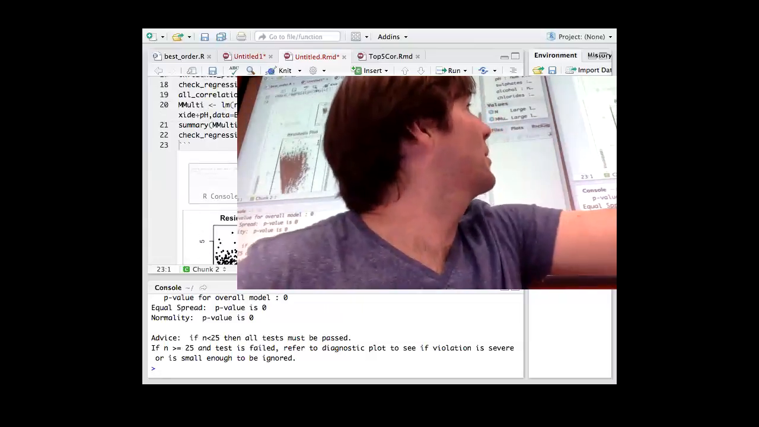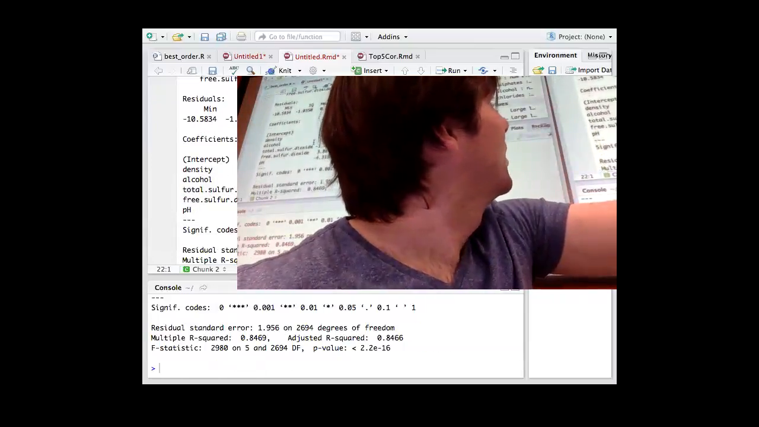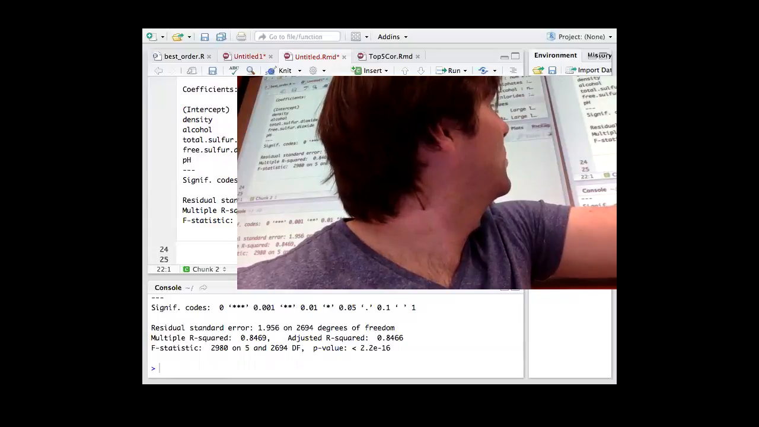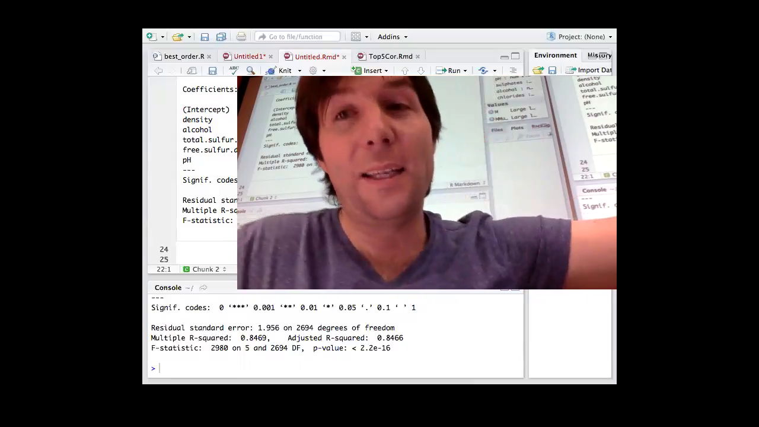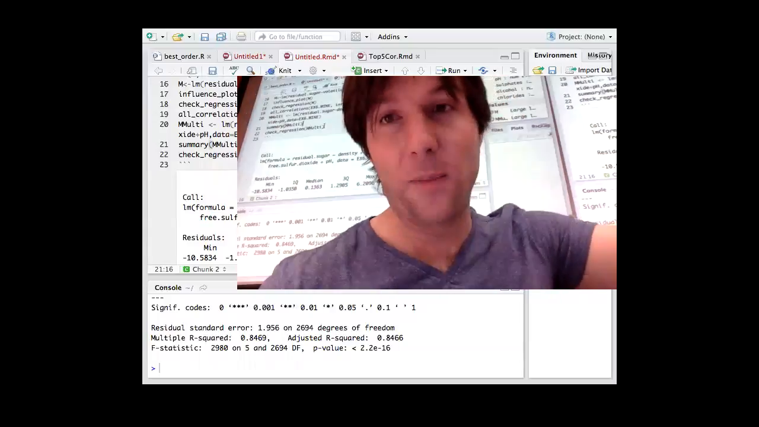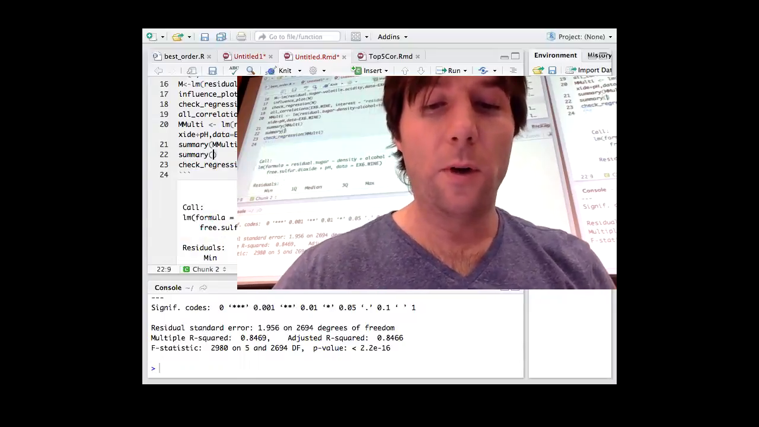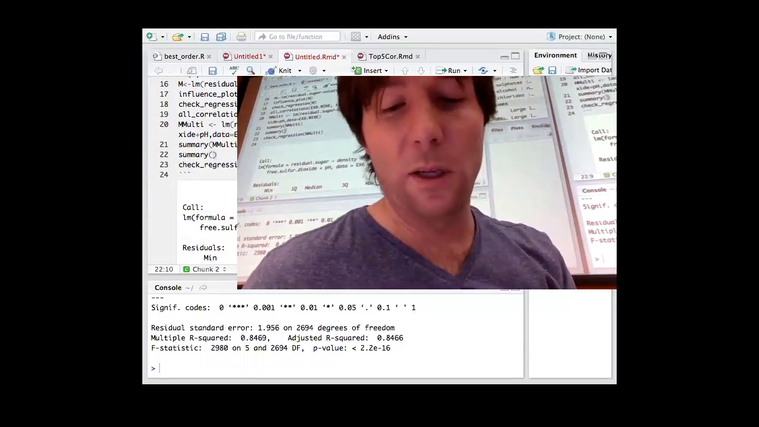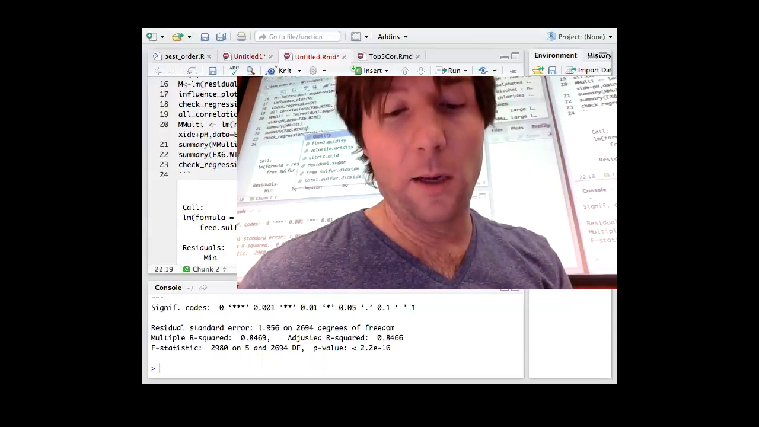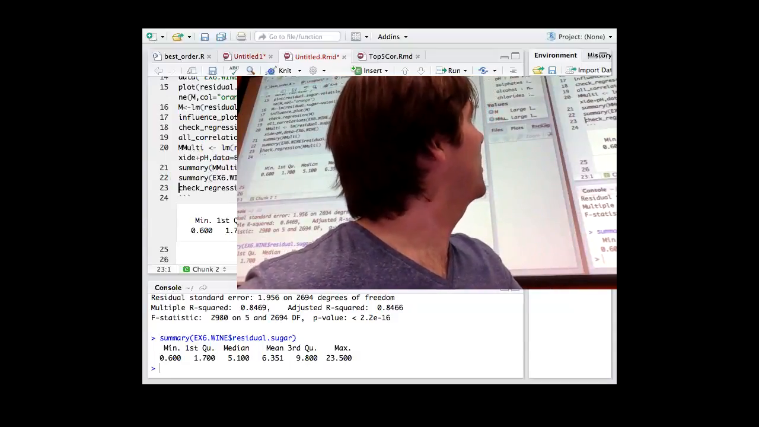The thing about this model overall is that it explains about 85% of the variation, rounding up. 85% of the variation is explained in residual sugars. Overall, that's really good. I'm very happy with this model. I want to see something real quick. I want to go to the summary and look at the range of residual sugars. Look at the range, from 0.6 to 23.